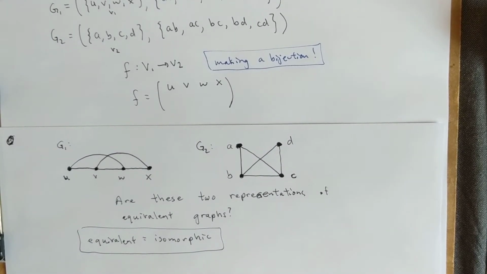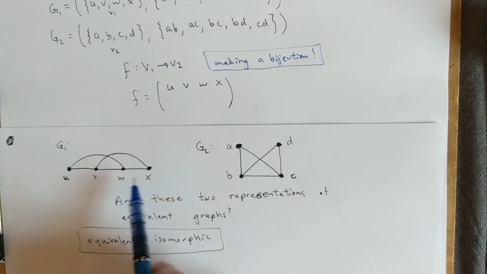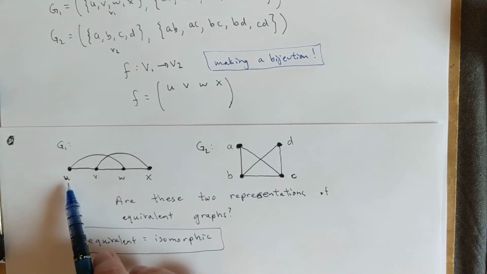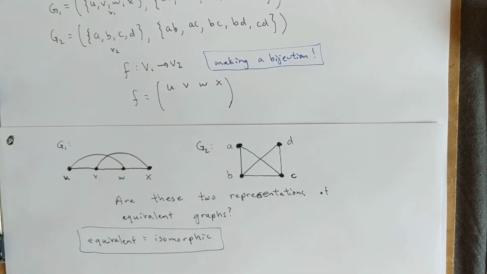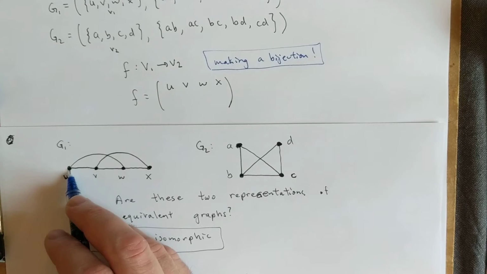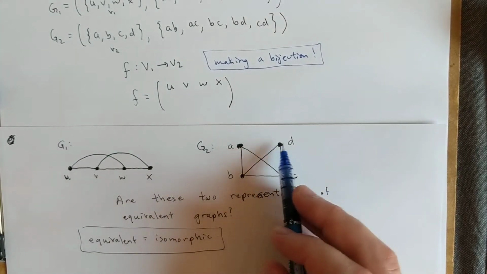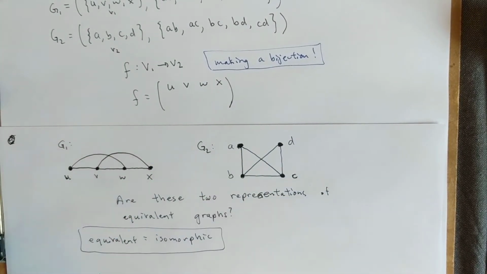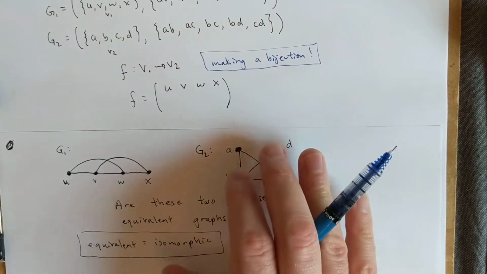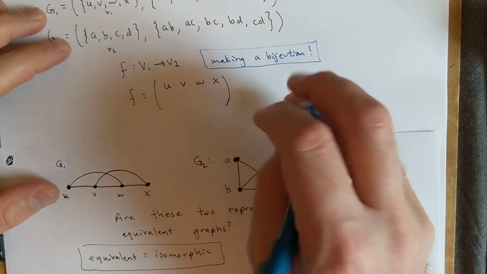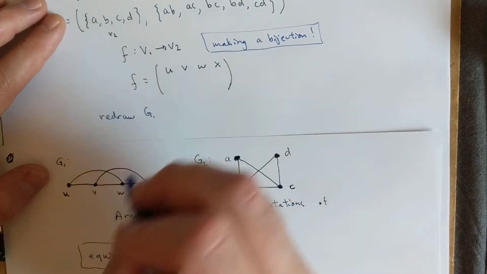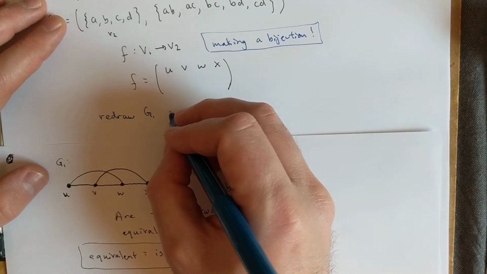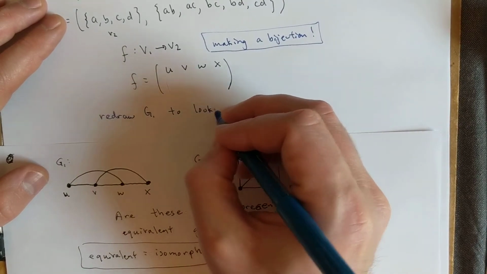Okay, but looking at the picture, it's kind of hard to tell how I should relabel it. Like, should U be the same as A? Should it be the same as D, B, or C? Some things that start giving you an idea: U has degree 2, so it's probably going to go to A or D because they're the only ones with degree 2 over here. But let's redraw G1 to make it look more like G2.